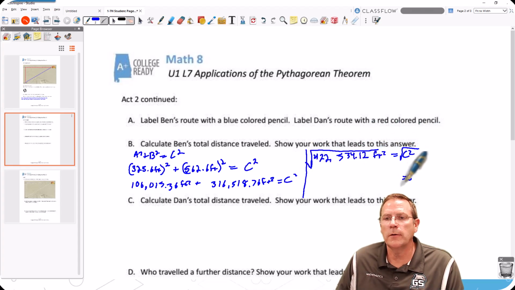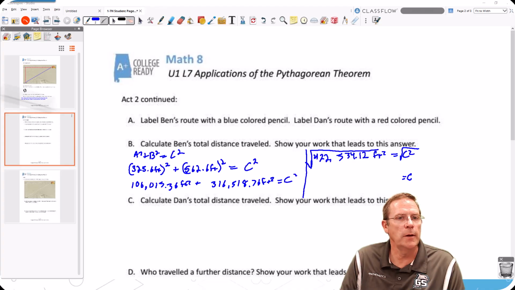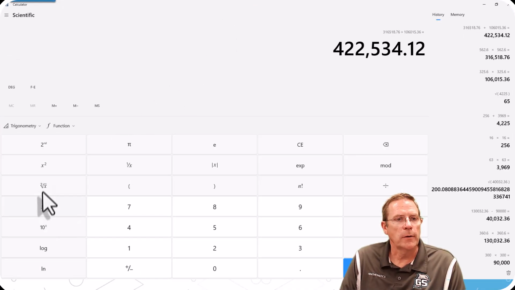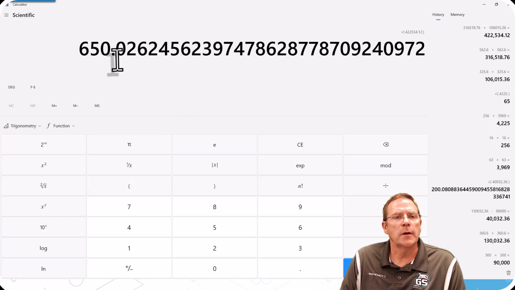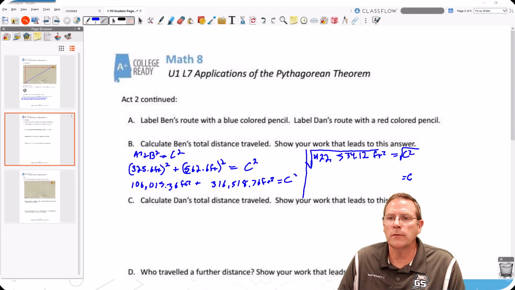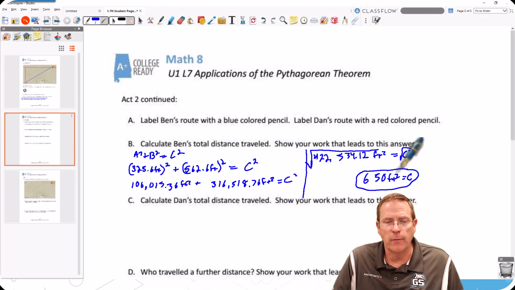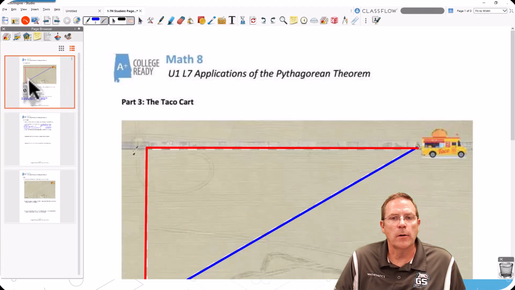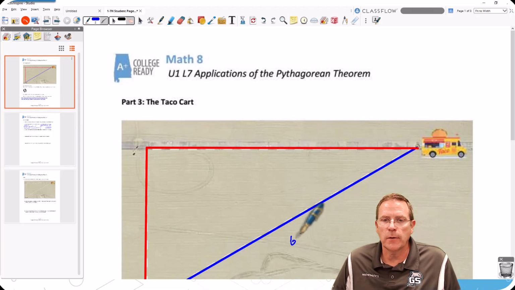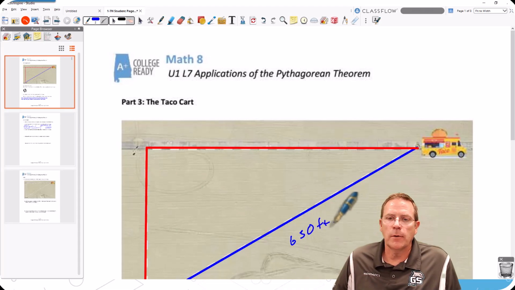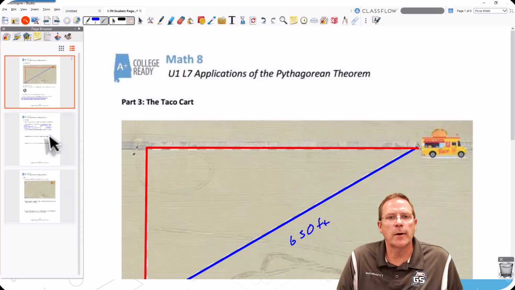The square root of c squared is, of course, going to be c. And then over here, if I take the square root of that number, we'll call that a nice, beautiful 650 feet. So this distance here is going to equal 650 feet. Remember, the square root of feet squared is feet. So that is the distance that Ben traveled. And we can come back up here and write in 650 feet to represent how far Ben traveled.